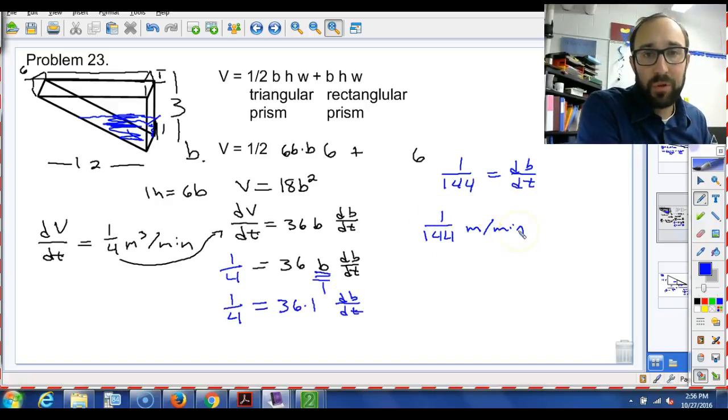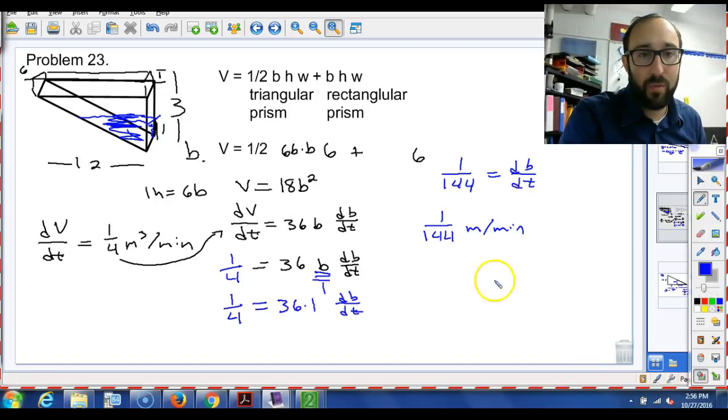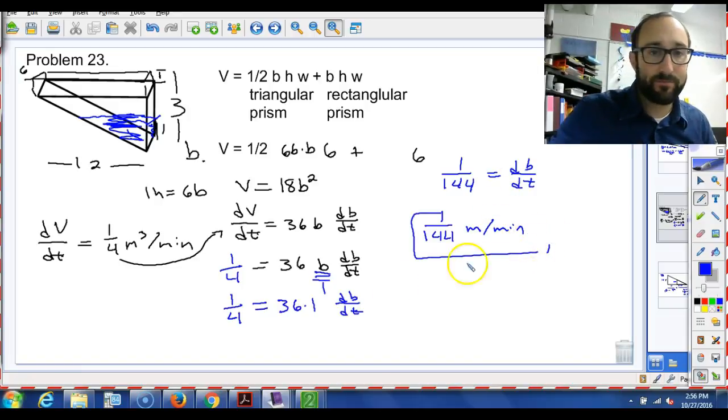If you think about a big pool, that's not a lot because there's a lot of volume that needs to be going in that pool. So there's part B right there. Okay, there you go. Hope that helped.